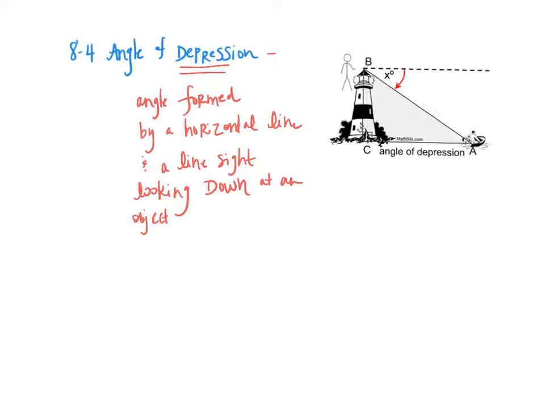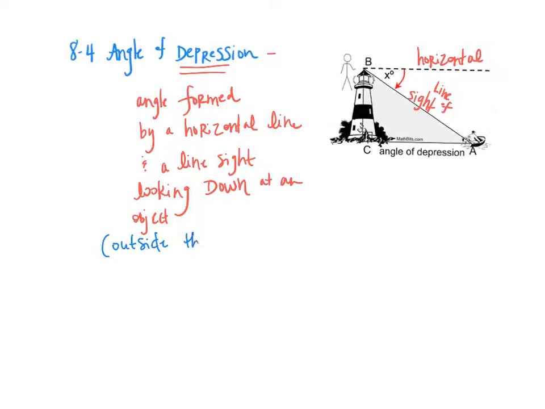So let's look over here at the diagram. This would be considered the horizontal because here your person is at the top of the lighthouse. And then this is the line of sight. Now what I want you to notice is that the angle of depression is outside the triangle.